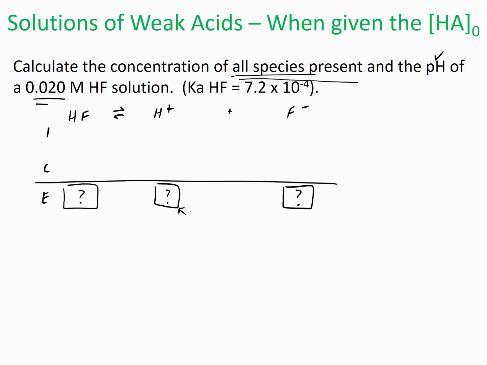And they gave us the initial. That is HA initial. A is generic for acid, just any acid. So this is 0.020. These are zeros. This is going to go down by x. This will go up by x, and this will go up by x. So something interesting is happening on this one.